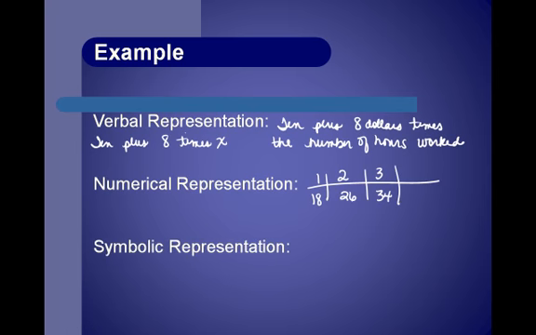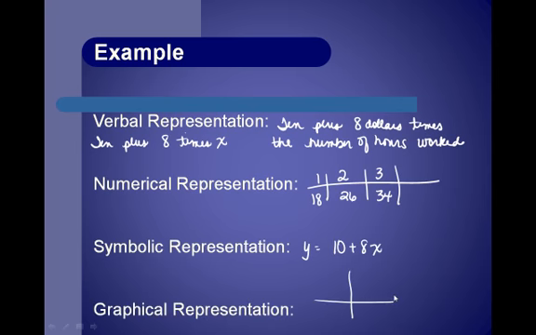Symbolic representation would be 10 plus 8x, and then the graphical representation, we could draw a graph for this, plotting the points we did here. If x is 1, y is 18. If x is 2, y is 26. If x is 3, y is 34. And we would have a linear graph here because this is a linear function.